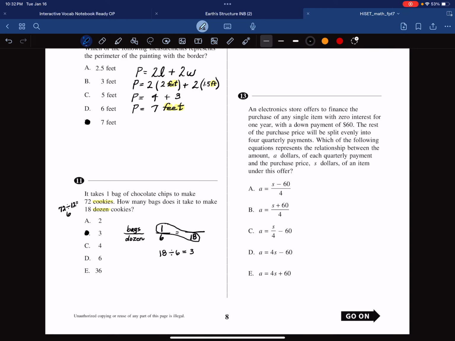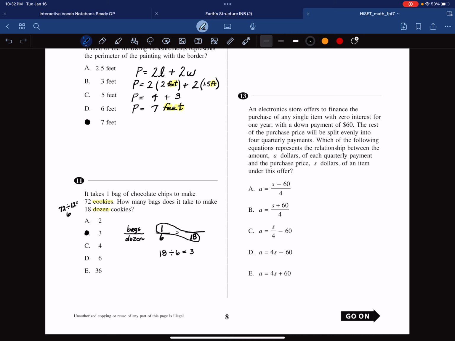Number 13. An electronics store offers to finance the purchase of any single item with zero interest for 1 year with a down payment of $60. The rest of the purchase price will be split evenly into 4 quarterly payments. Which of the following equations represents the relationship between the amount, A dollars, of each quarterly payment and the purchase price, S dollars, of an item under this offer?